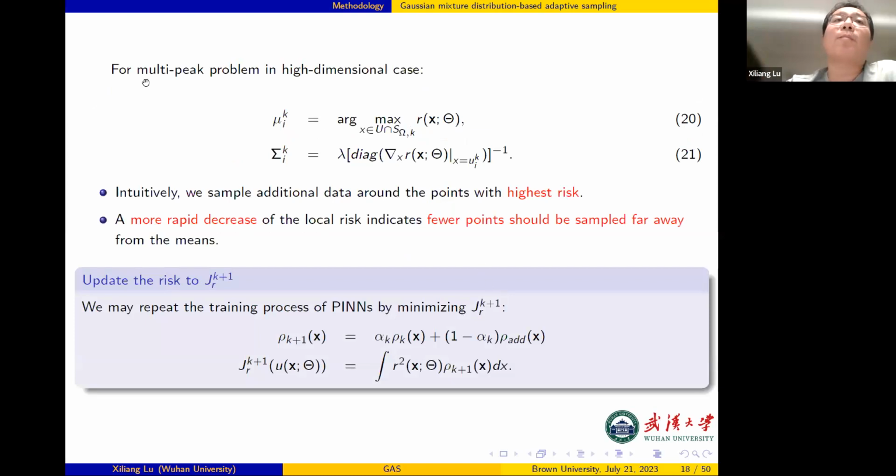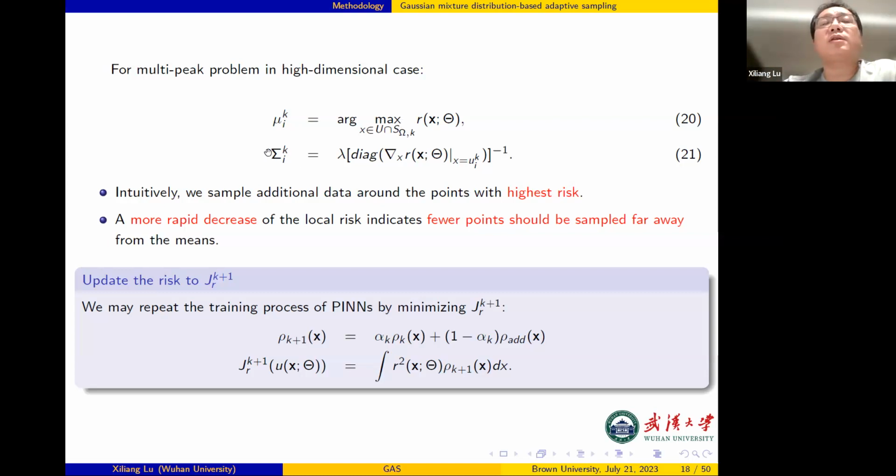For the multi-dimensional, multi-peak and high-dimensional case, we can take the maximum point of the residual function. We have the residual, we take the maximum point, and that will be our mu. We will see later that there are two different ways to choose it: one is globally, another one is locally.